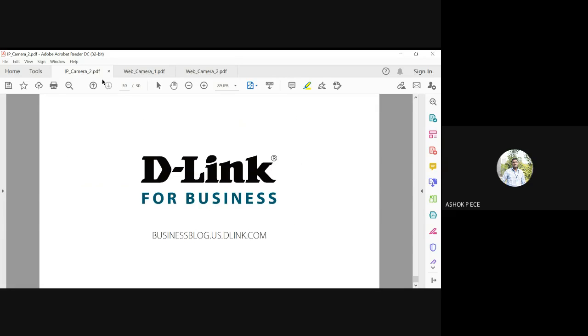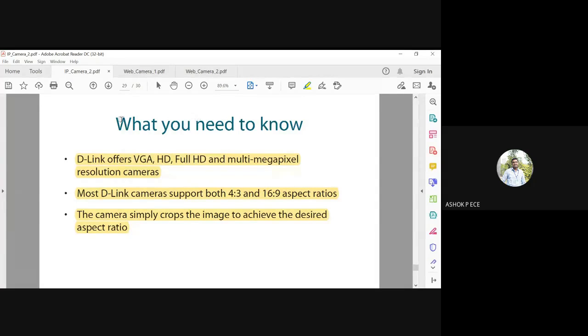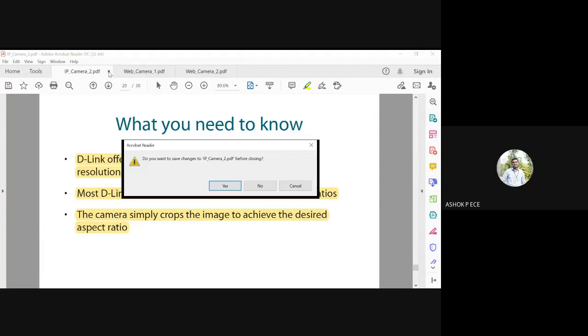So this is about the specifications of IP cameras, and what all parameters you should consider when you are going to buy an IP camera. Okay.